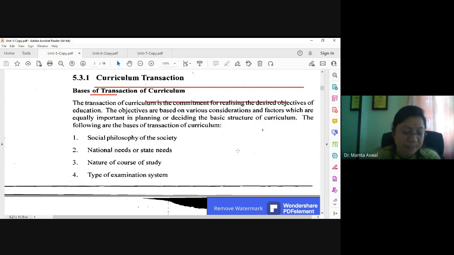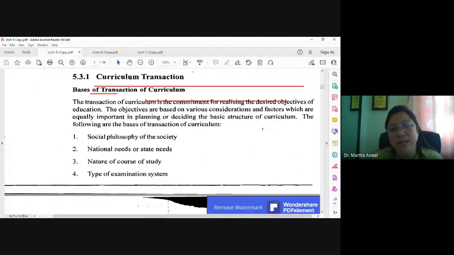Does the society believe in living together? Does the society believe in helping each other? Does the society believe in the development and conservation of the indigenous culture? Does the society believe in developing various languages or various dialects in the society? In this way, what kind of social philosophy does the society have? On the basis of that, the curriculum is transacted.